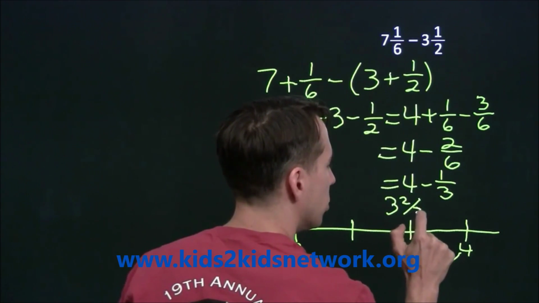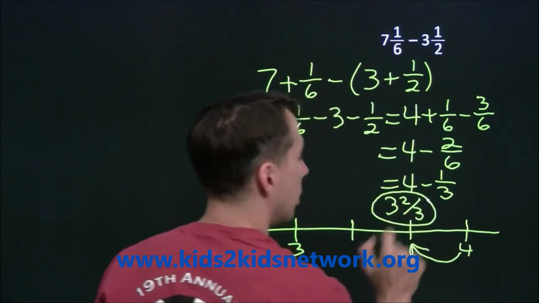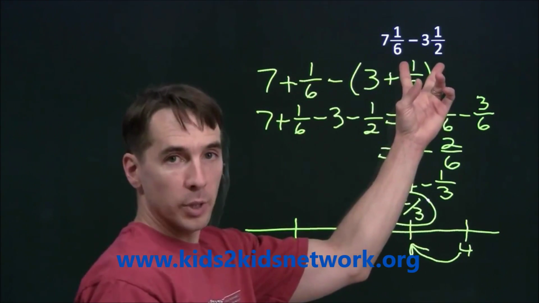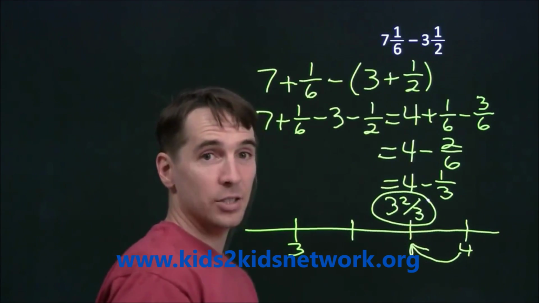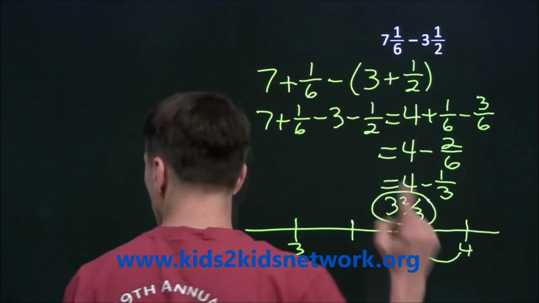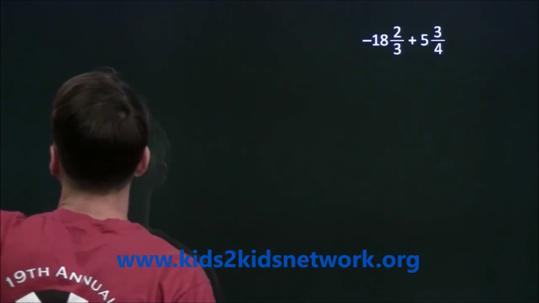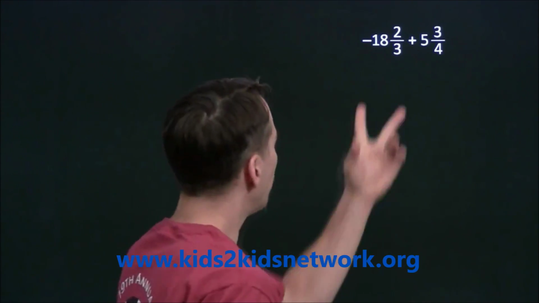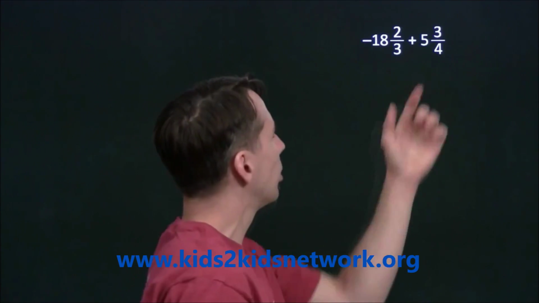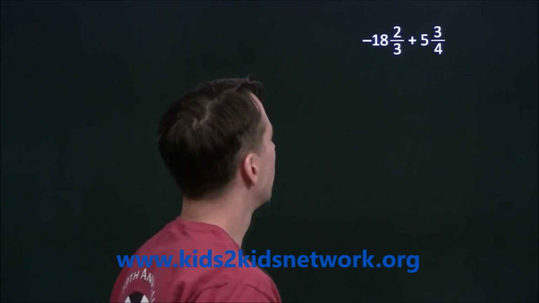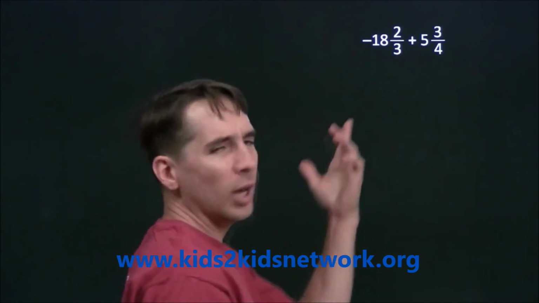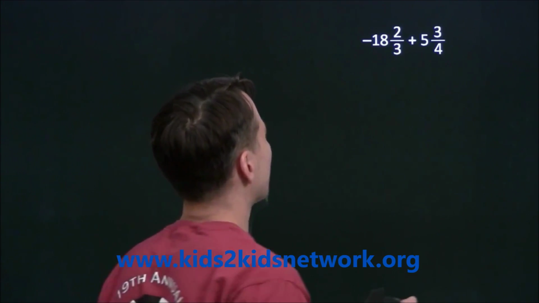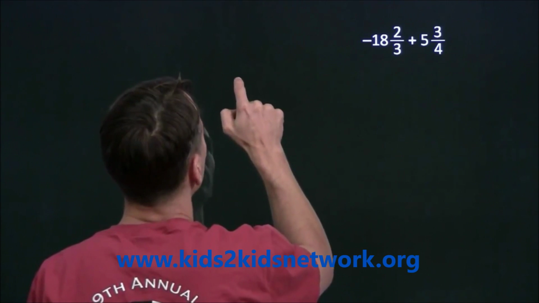3 2/3. And once again, the problem is written as mixed numbers, so our answer is written as a mixed number as well. Let's try one more, make sure we have this down. Hey, wait a second. It's not a subtraction problem, that's an addition problem. We got a negative number plus something. Oh well, we do have that negative sitting out there, so maybe it's kind of like a subtraction problem. Well, let's just start off with the strategy that's been working all along.